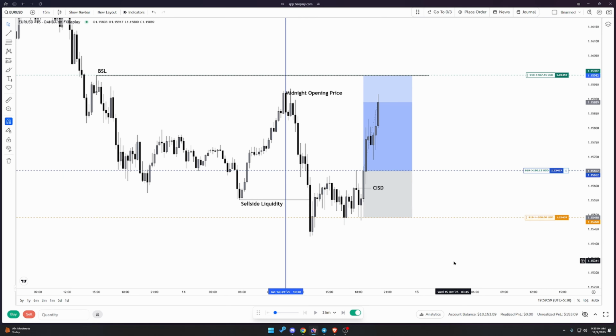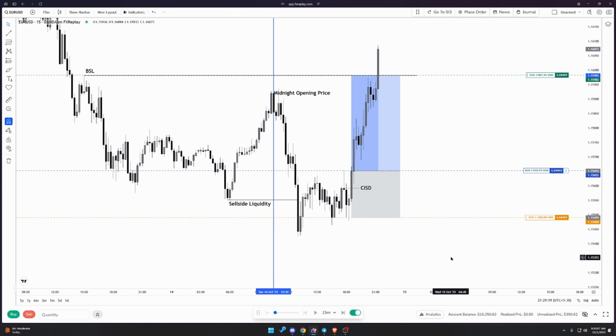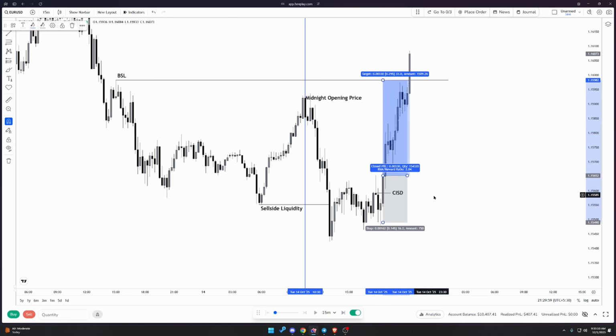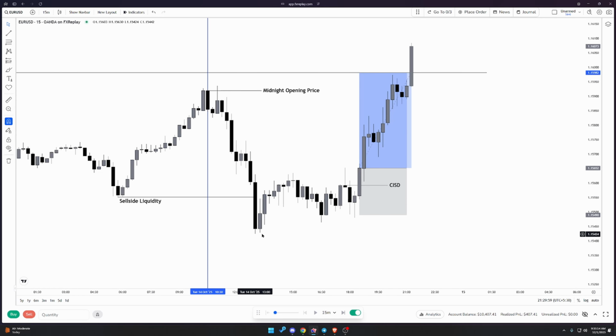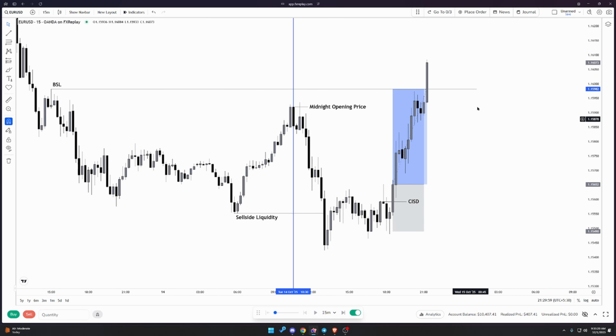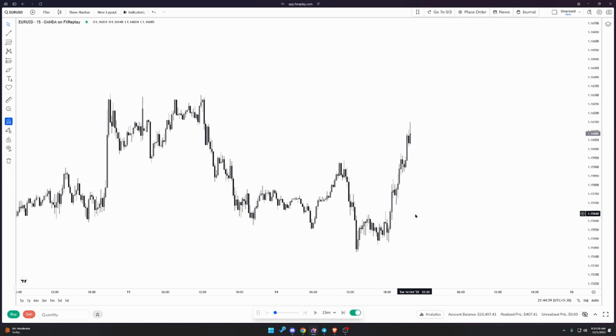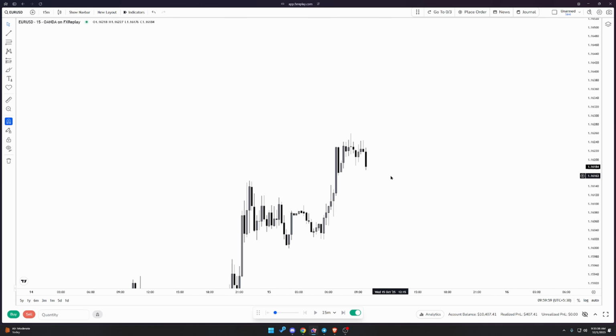Price started moving to the upside and gave us our target. Look how clean price moved towards our target. Now let's remove all of this and wait for the next day to start.